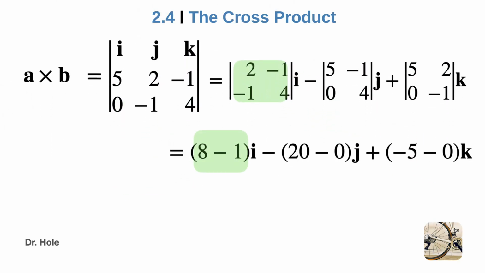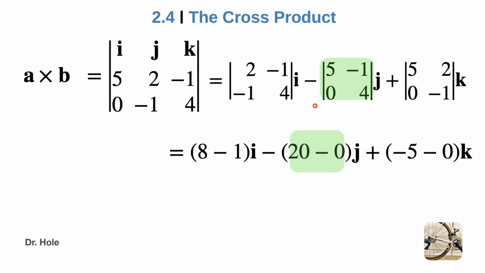Let's go ahead and now compute these 3 2 by 2 determinants. Start with the 2 by 2 determinant on IVec. The 2 by 2 determinant is always the product of the diagonal, 2 times 4 makes 8, minus the product of the off diagonal. -1 times -1 is +1. You take the difference.